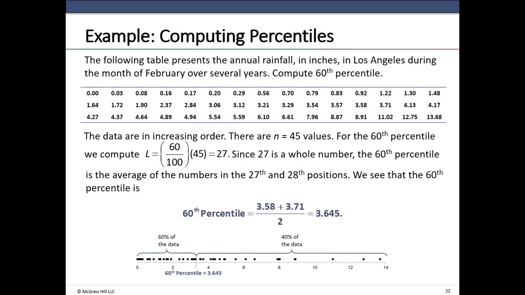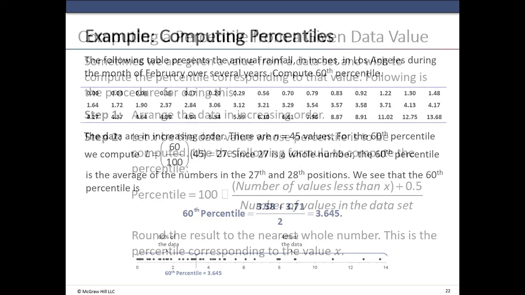So they want to find the 60th percentile. 60 divided by 100 is 0.6 times 45 is 27. It's a whole number. So we take the number in the 27th position and 28th position, add them up, divide by 2. That gives you the 60th percentile.